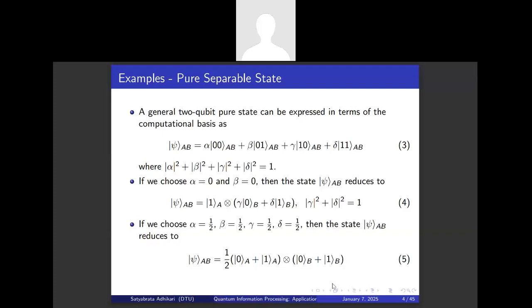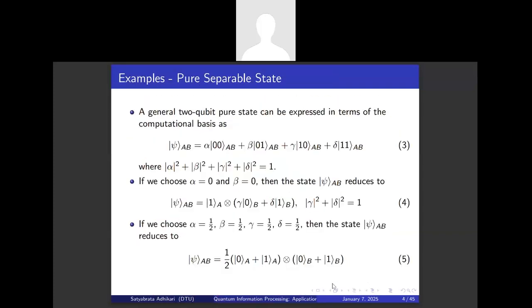Since the two subsystems can be separated, we can say that this state ψ_AB is a separable state. Okay, now let us suppose we choose α equals half, β equals half, γ equals half, and δ equals half. In this case also you can see that the state can be written in this form, which is given in equation 5. So in this case also the state is a separable state, because it can be written in terms of the two subsystems separately.